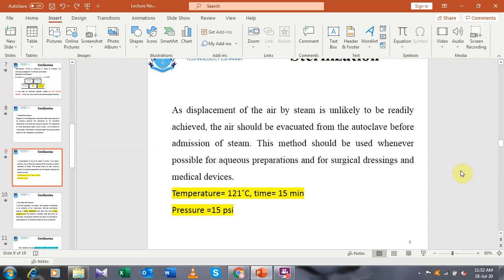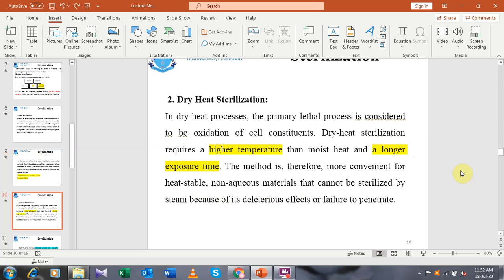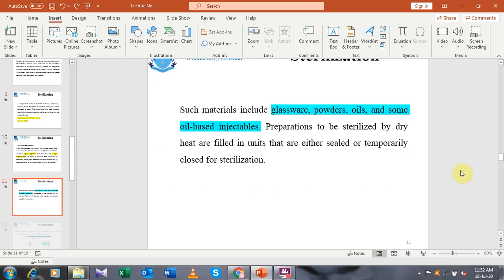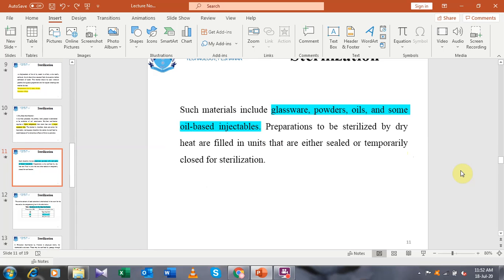As an example, the temperature, time, and pressure have to be adjusted, and this method is used whenever possible for aqueous preparations, for surgical dressings and medical devices as well. We discussed in detail dry heat sterilization and examples of the different materials, like glassware, powders, oils, and some of the oil-based injections which are processed by this method.